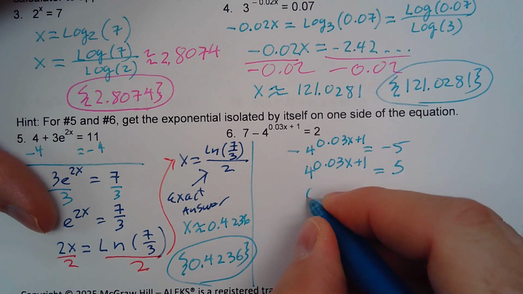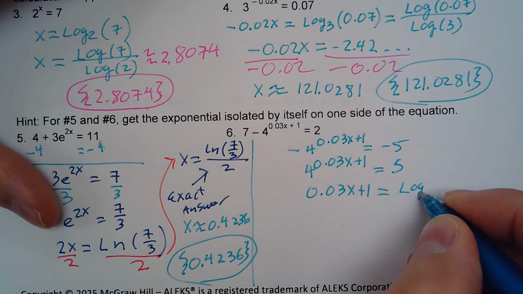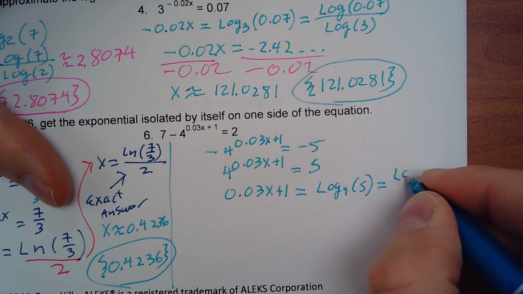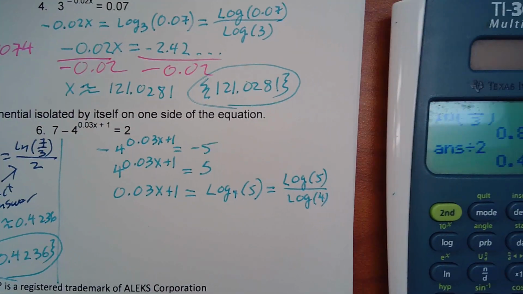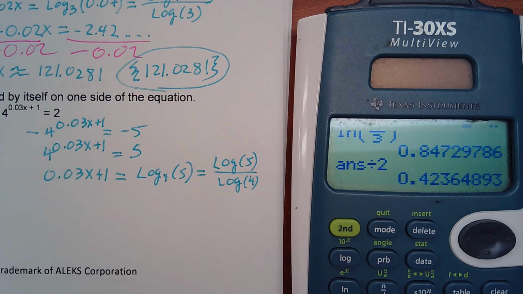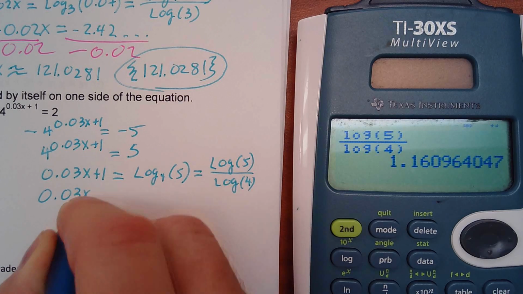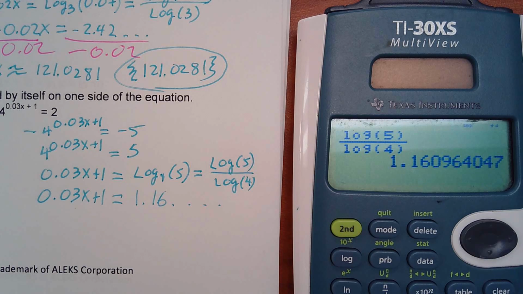Here I am going to have to use change of base. So that would be equal to log base 4 of 5. And I'm going to calculate that. I'm going to use common log again: common log of 5 over common log of 4. All right, let's get the calculator into the game. So we'll do log of 5 over log of 4. So that gives us 0.03x plus 1 equals that crazy number. I'm just going to put dot, dot, dot.